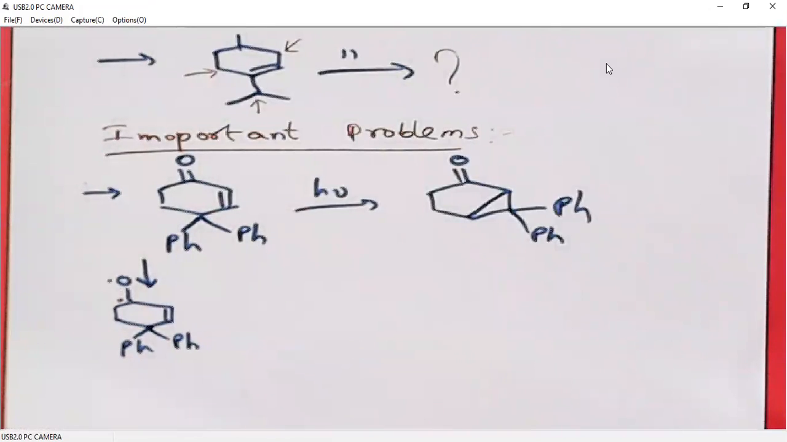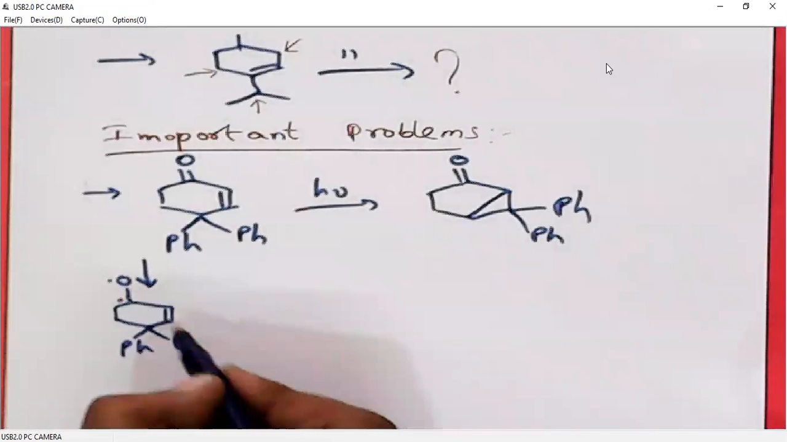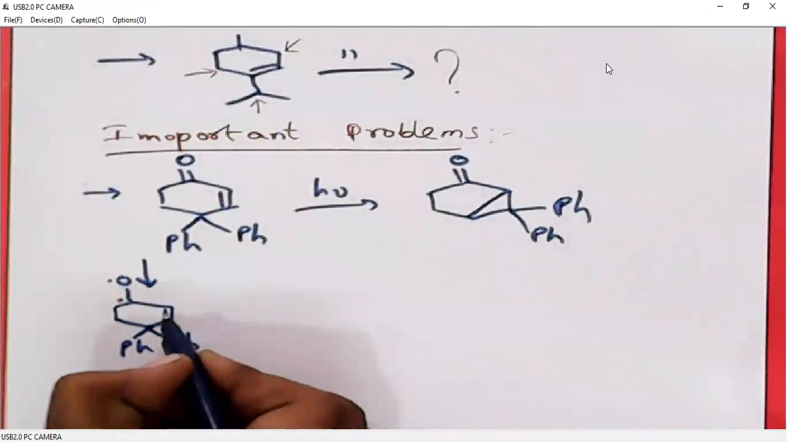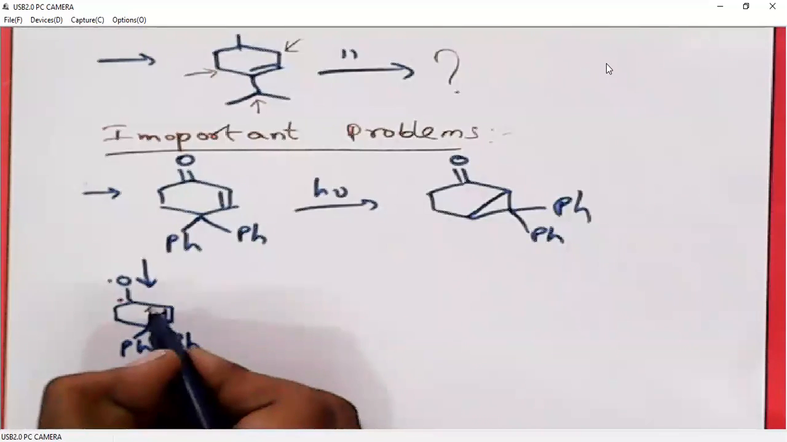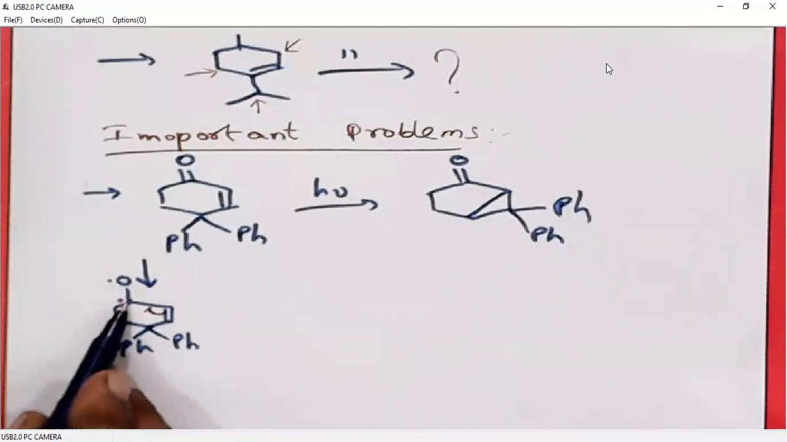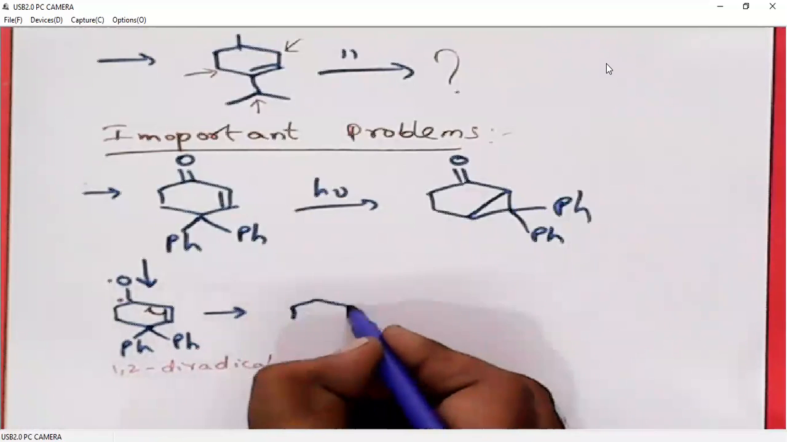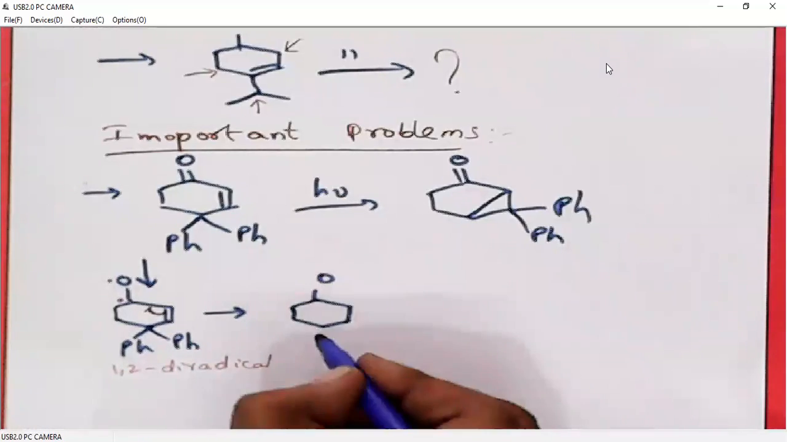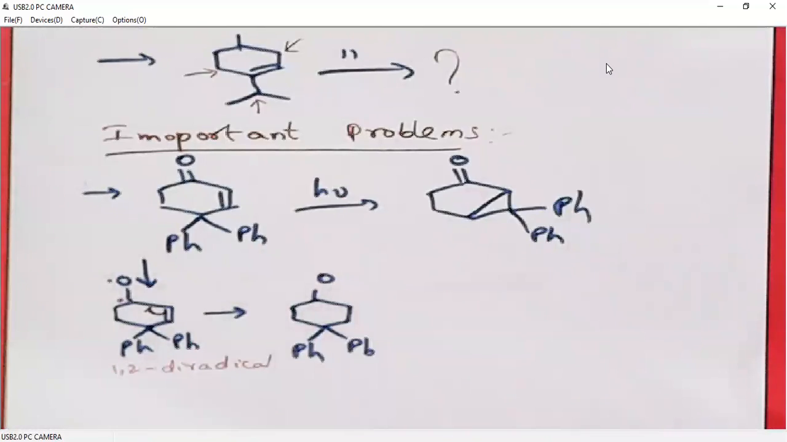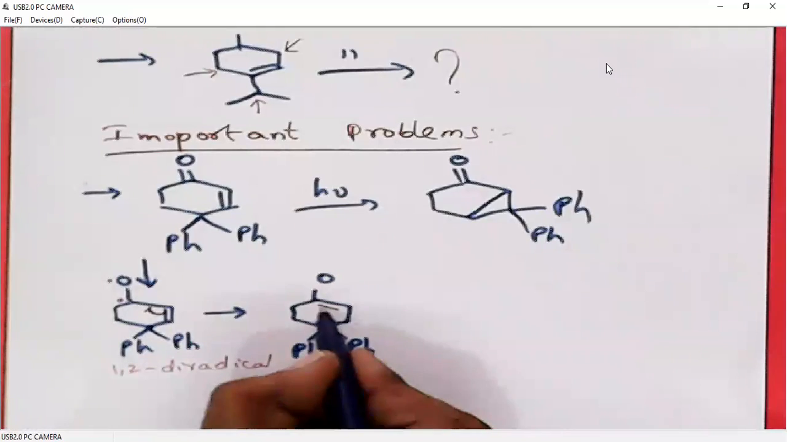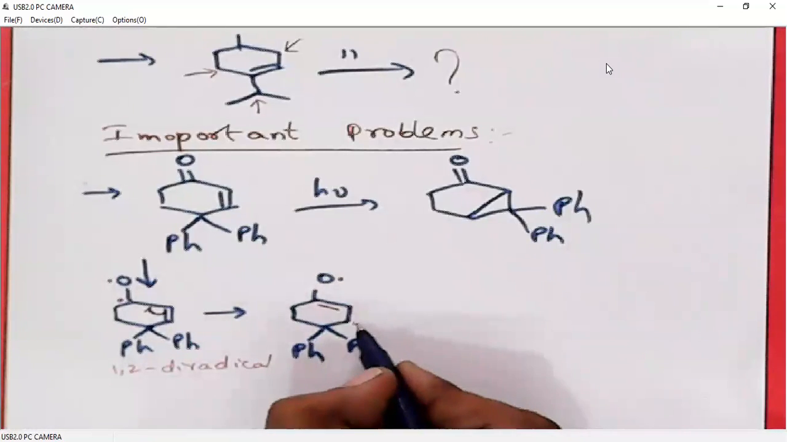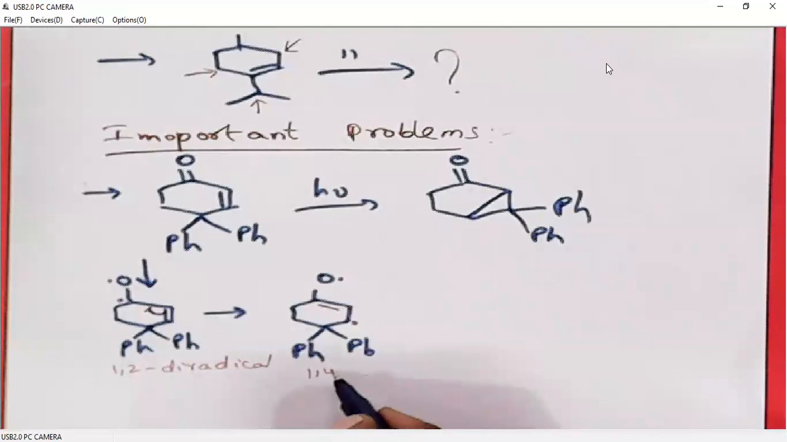Right. In the second case, what will happen? This double bond will break. So one radical will be migrated towards this carbonyl carbon radical so that a new double bond will generate. Here it is 1,2 diradical. In the next instance, what it will be? It will be a 1,4 diradical. So this will be the new double bond generated. Of course, we have a radical on oxygen. This is the new radical. So it is 1,4 diradical.